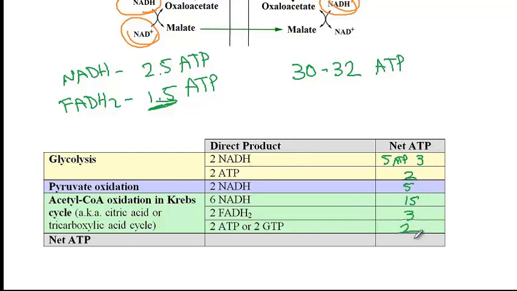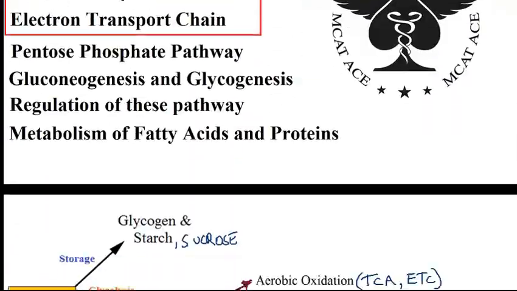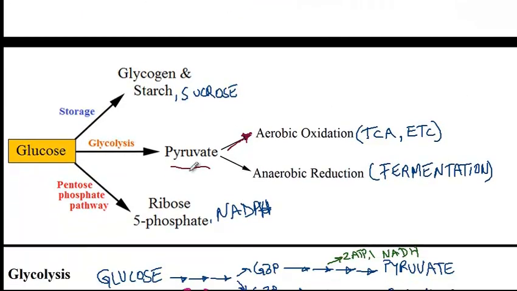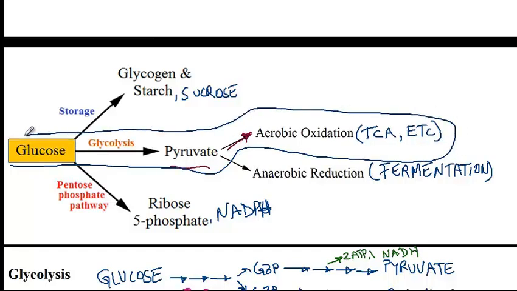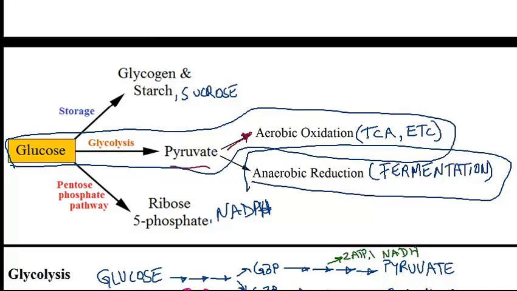Now let's add up all these numbers. 5, 20, 30. So 30 ATP in eukaryotes, or 32 ATP is yielded in prokaryotes. And that's about it. Now we are done with the next phase of this lecture, which was oxidative phosphorylation. So far we've explained glycolysis and aerobic oxidation. The final topic for the first half of this lecture that we still have to discuss is anaerobic reduction or fermentation.